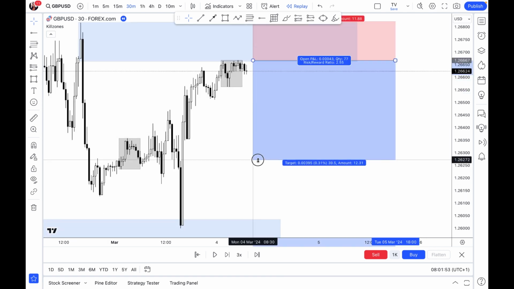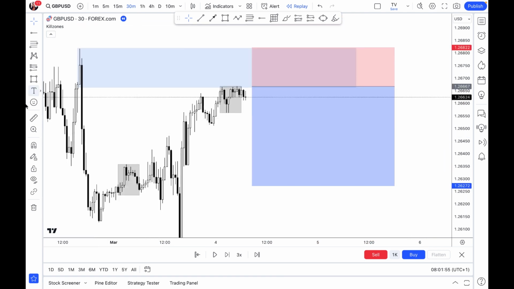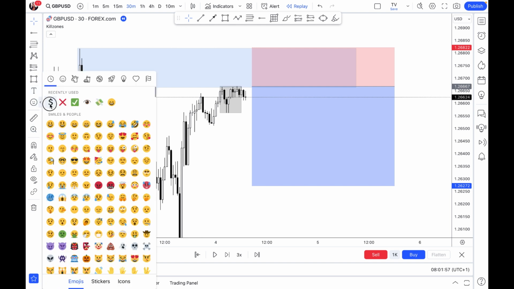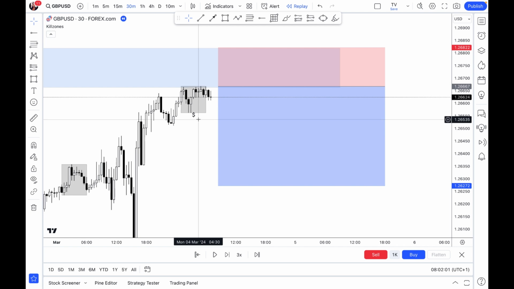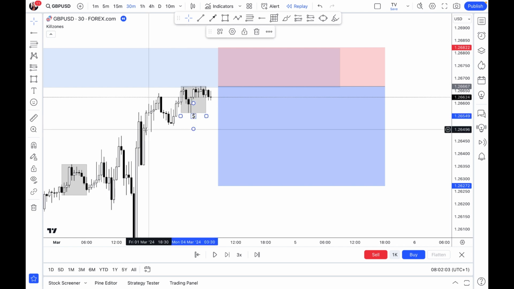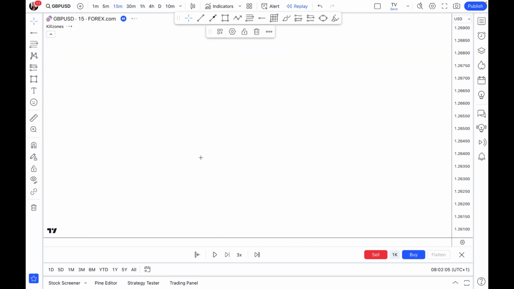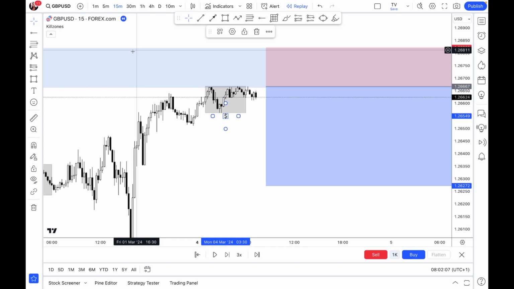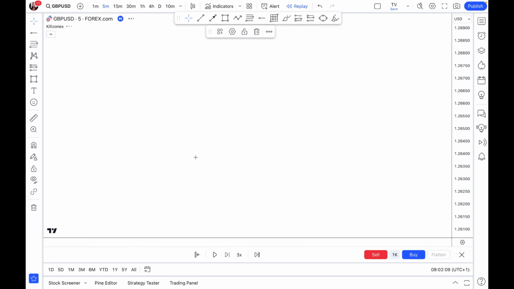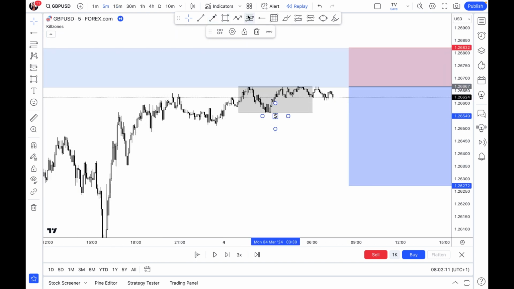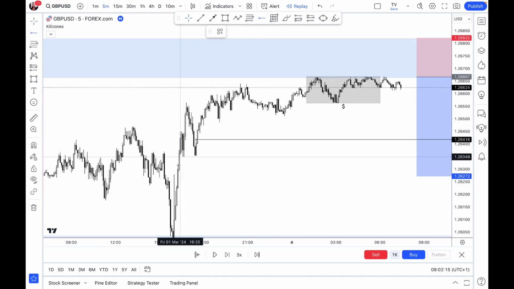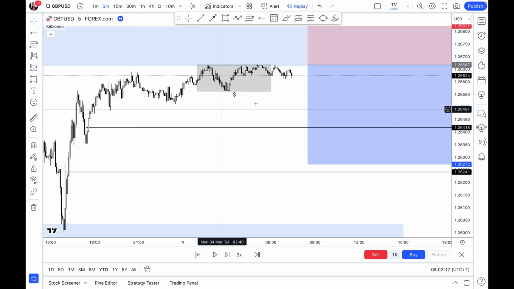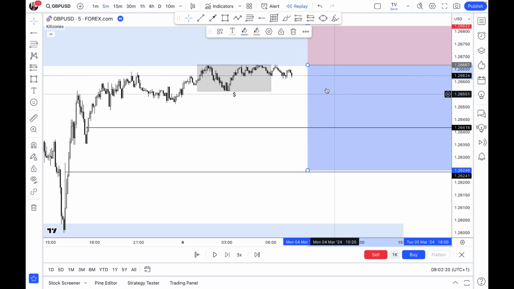Okay, so at this particular level of supply, I can understand why a lot of people actually looked for sale, because of course we have the Asian range low, and if we should move down to a lower time frame, we can actually see that we have zones that price can sell into. We have these zones right there, and maybe further into this zone to take sales into.